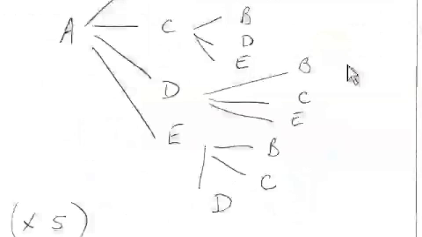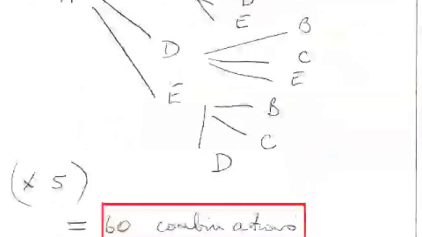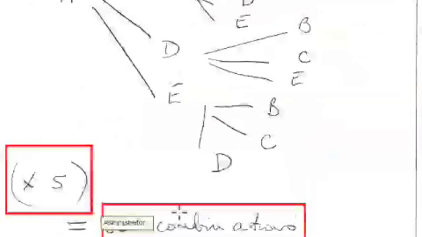Now, there are 5 runners. A could come first, or B could come first, or C could come first, or D could come first, or E could come first. Now, that's 5. So here, if we times that 12 by 5, we get 60 combinations.